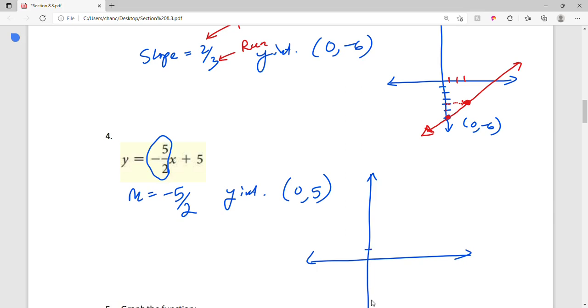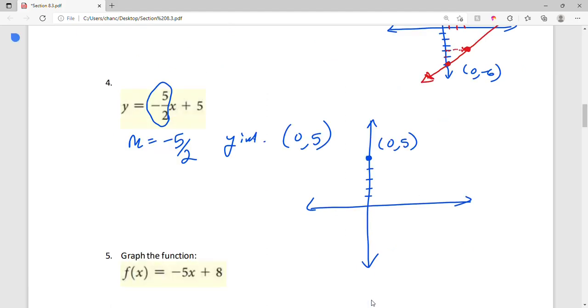We'll start by plotting the y-intercept first. 1, 2, 3, 4, 5. This is the point (0, 5). Then we'll use the rise and the run for the slope to find our second point. We'll start at the y-intercept (0, 5) and go down 5. 1, 2, 3, 4, 5. And to the right 2. 1, 2. This is our second point, and we'll connect the 2 points to finish our line.